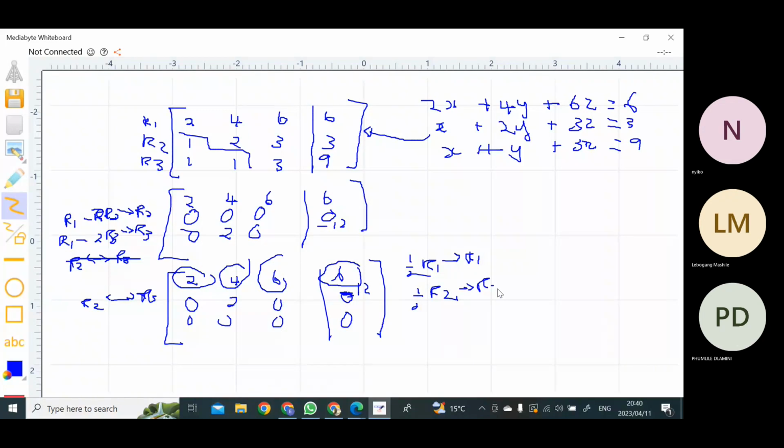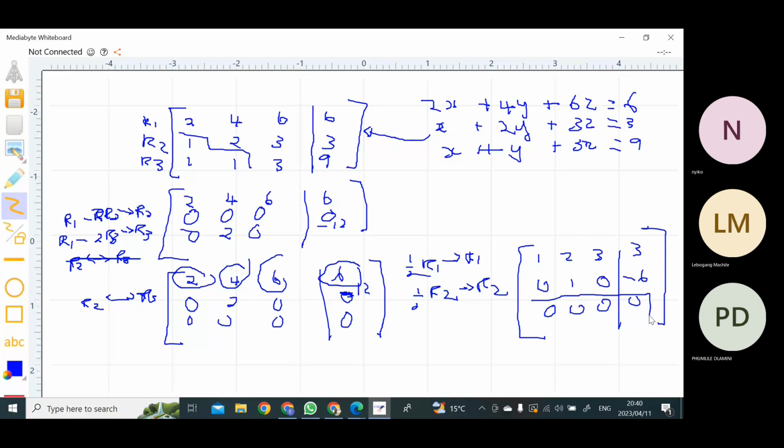Row 2. So in order for us to get that, we're going to have 1, 2, 3, and 3. Then when we divide by 2, this row 2 is going to be 0, 1, 0, minus 6, and this one is 0, 0, 0, 0. So in this matrix that we have just achieved when we solved it, it's called a non-trivial matrix. A non-trivial matrix is a matrix which has infinite solutions.